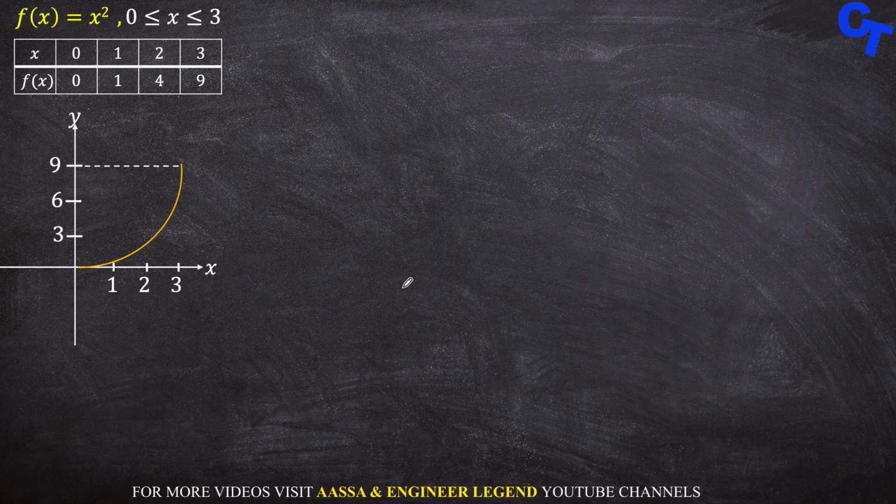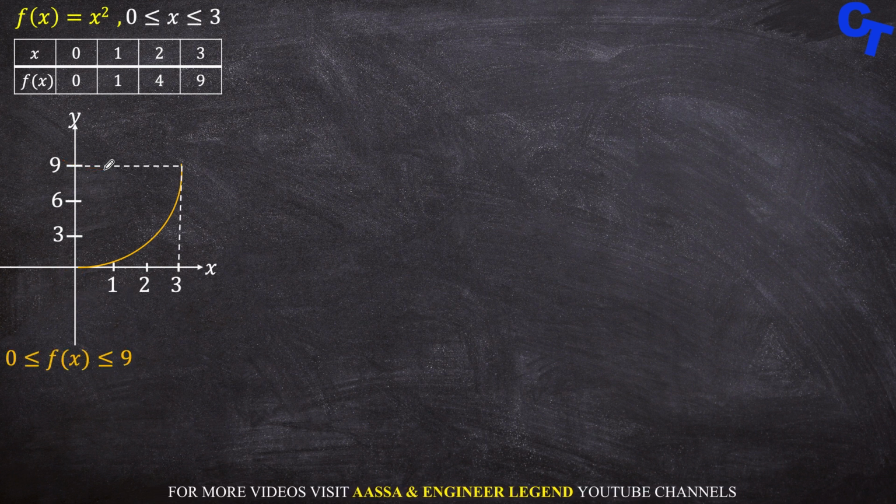So as you can see, the values of y range from the minimum right here. This is what we call the range. So the range is from 0 to 9. So that means we can write that the range is from 0 to 9. Okay, that is the range of our function.